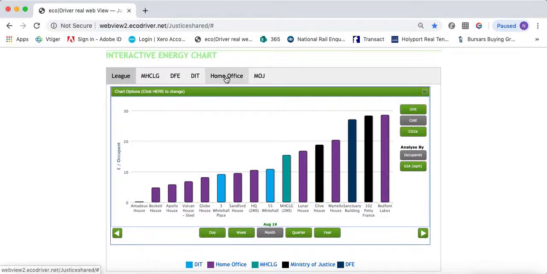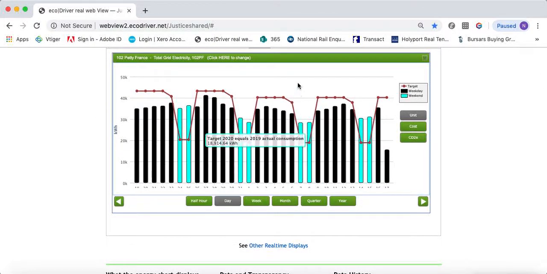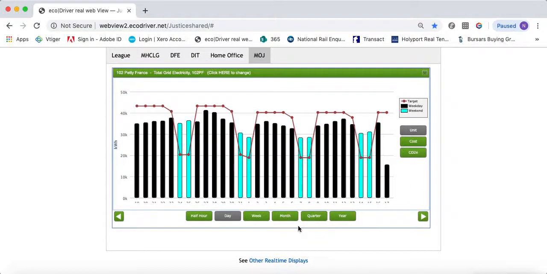So if we then go to one of the particular offices, you can see here what we have in front of us now is the daily usage of this particular building, Petite France, and it can actually highlight the weekends. You can see they're highlighted in light blue here, and then you've got all the weekdays in black. You can put in your own targets, and then that allows you to see how you're performing against the target.